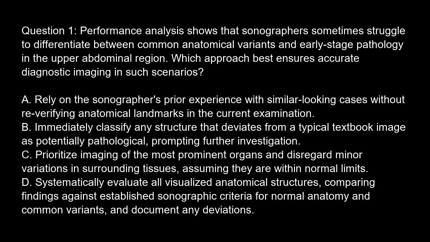Option C. Prioritize imaging of the most prominent organs and disregard minor variations in surrounding tissues, assuming they are within normal limits. Option D. Systematically evaluate all visualized anatomical structures, comparing findings against established sonographic criteria for normal anatomy and common variants, and document any deviations.